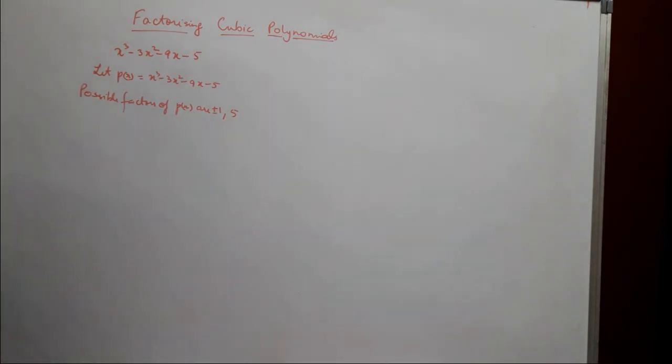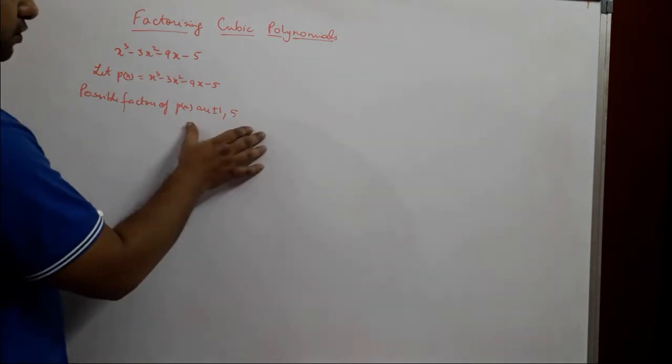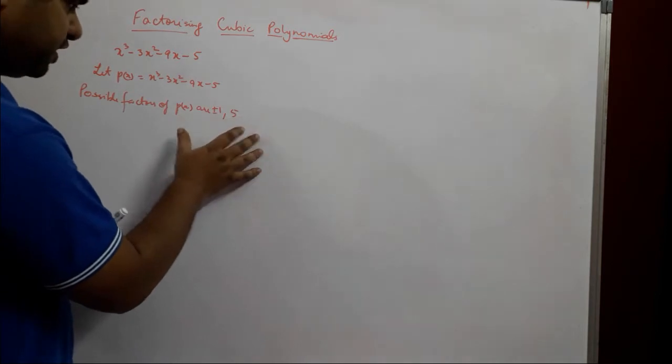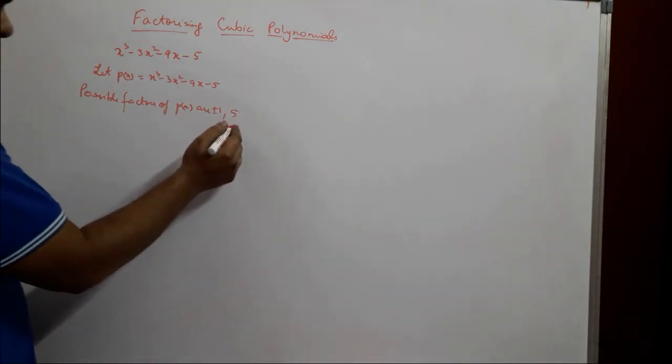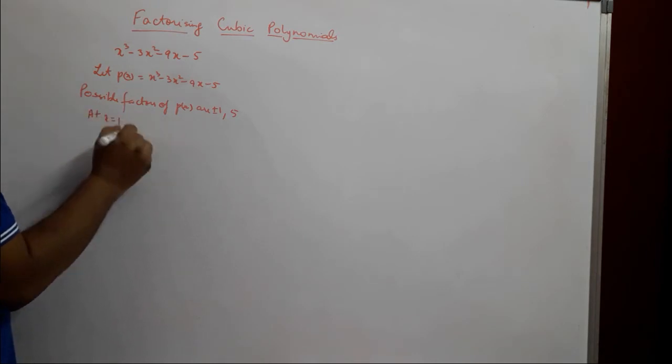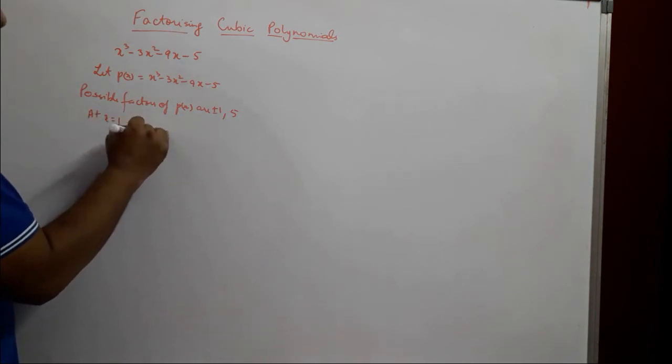So there are 4 possible factors of p of x, plus or minus 1, plus or minus 5. What we do is by trial we have to find out which one is actually a factor. These are possible factors. We don't know whether they are really factors or not. So what we'll do is at x equal to 1 we'll check how much it is.